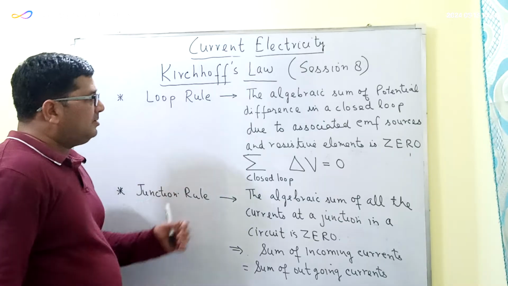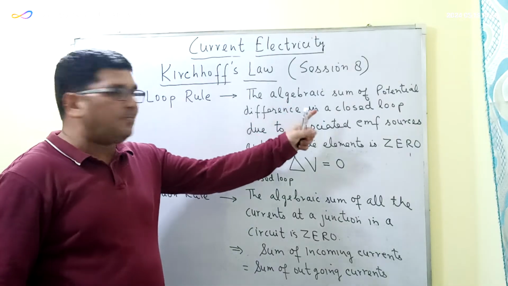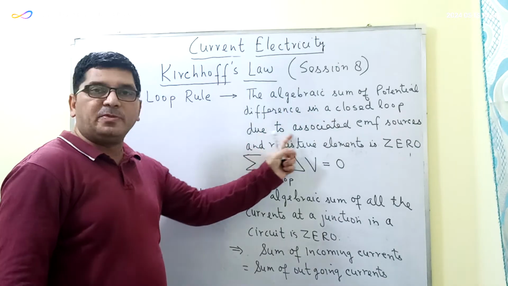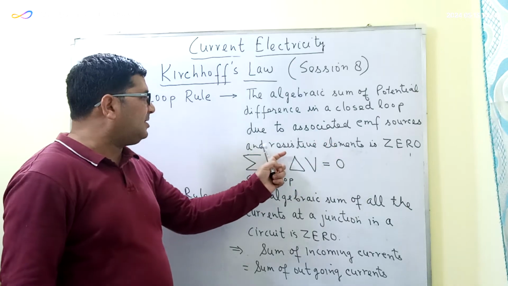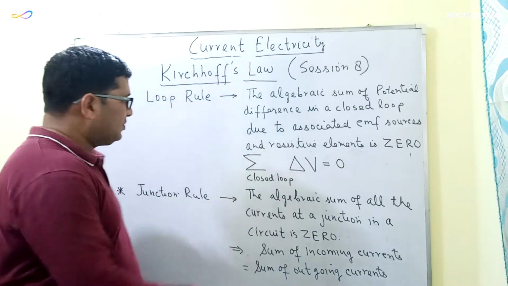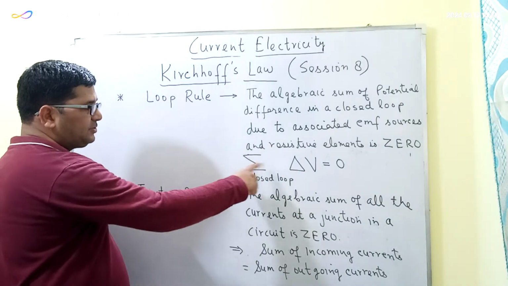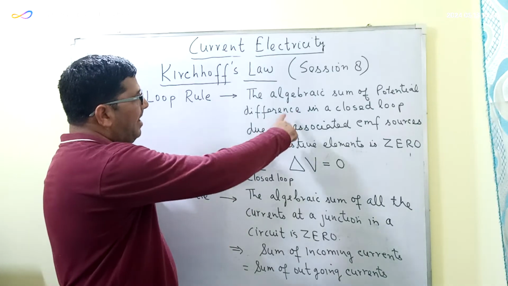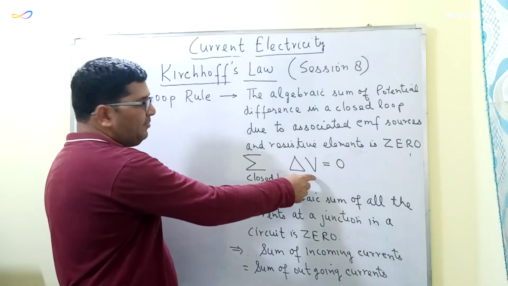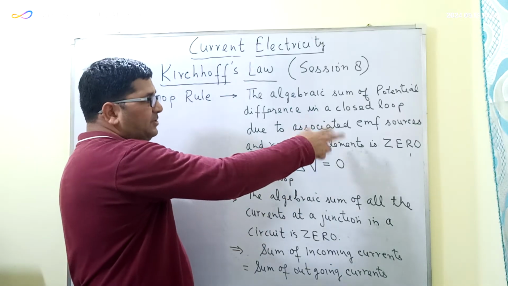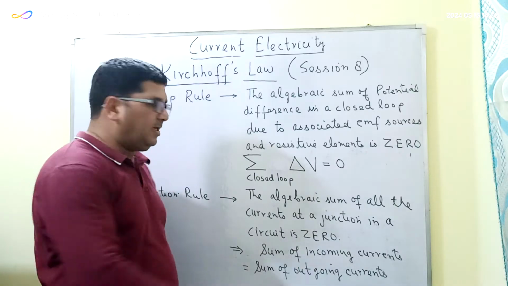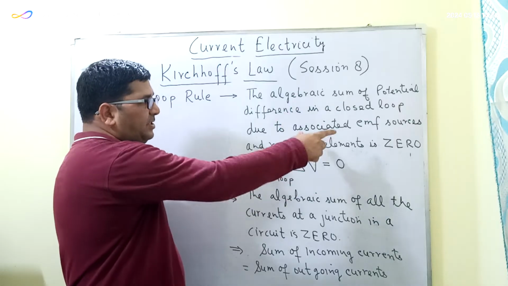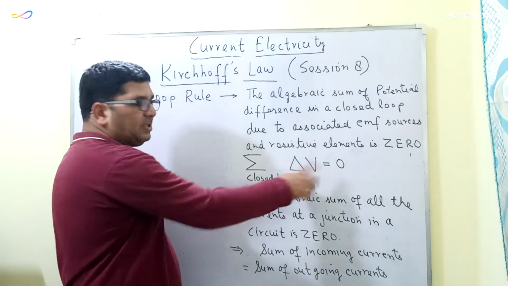The first one is the loop rule. As per this rule, the algebraic sum of all the potential differences in a closed loop, due to the associated EMF sources and the resistive elements, is equal to 0. This is how it is written: the summation of the algebraic sum of all the potential differences, where delta V is the potential difference across all the associated EMF sources and the resistive elements, is equal to 0.